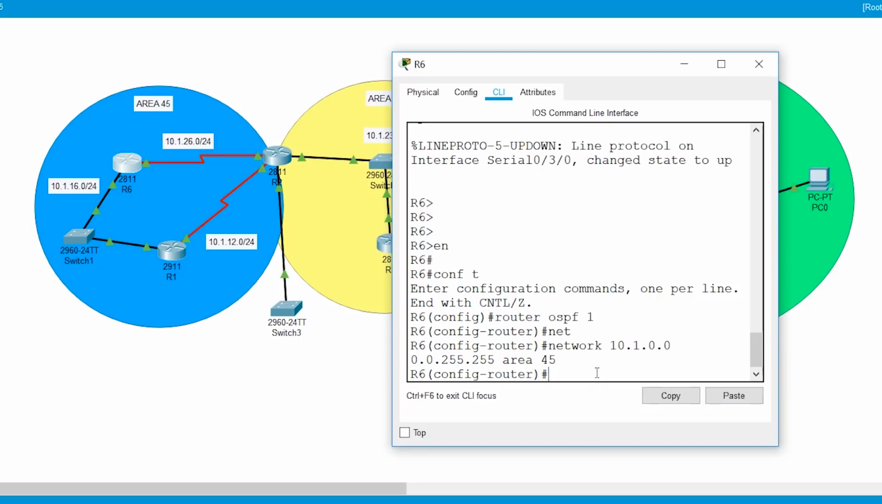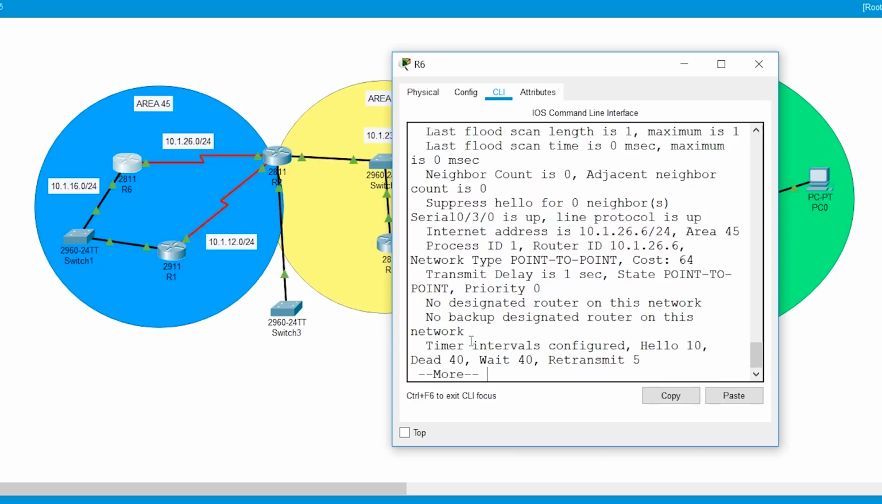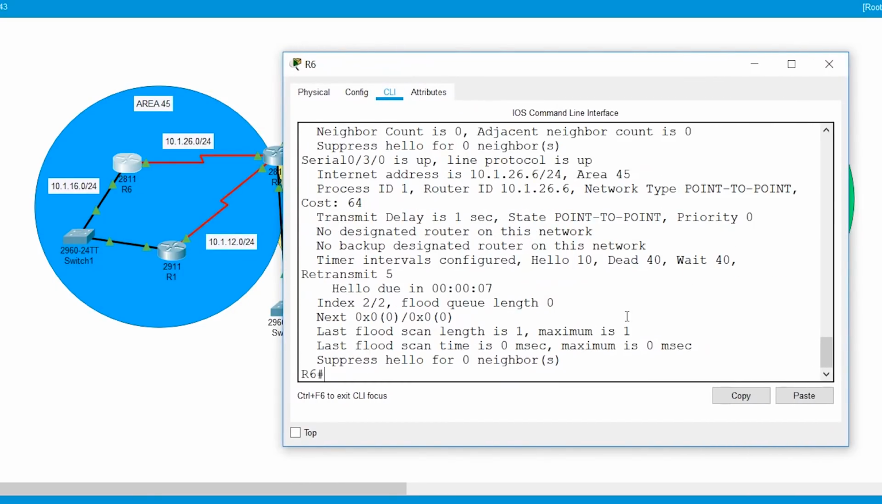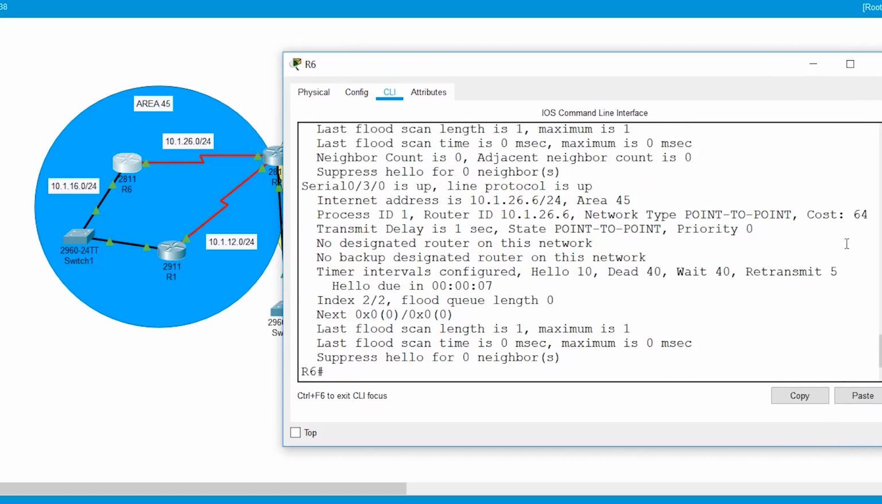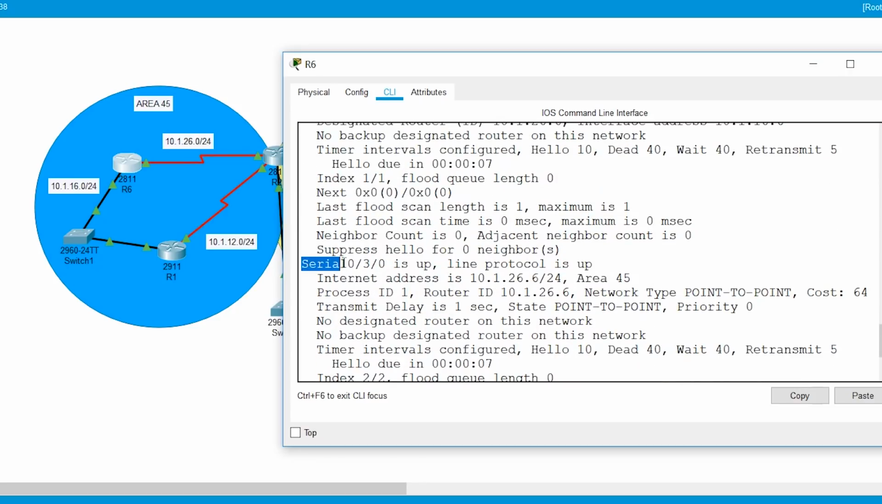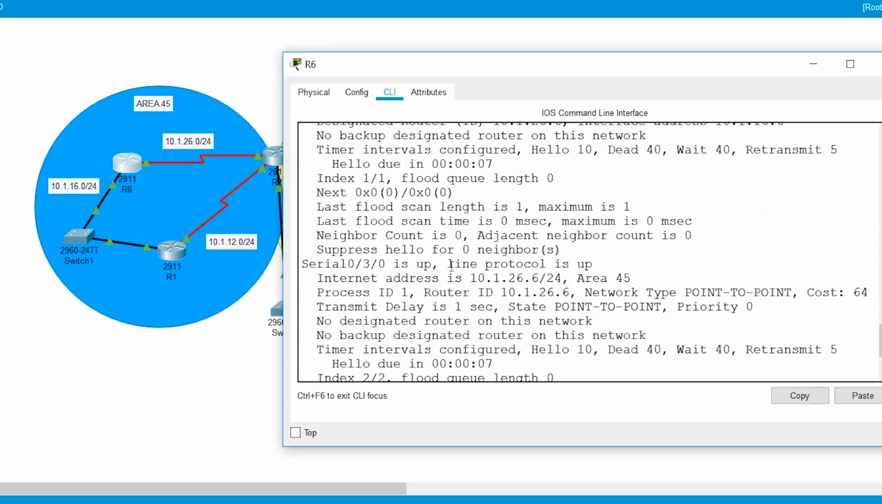Now you can verify that by putting this command, show ip ospf interface. Now if I hit enter, it will show that OSPF is running on 2 interfaces, that is FastEthernet 0/0 and serial interface 0/3/0, which are these 2 interfaces. So the IP addresses are 10.1.16.6, which is this, and 10.1.26.6, which is this, right?